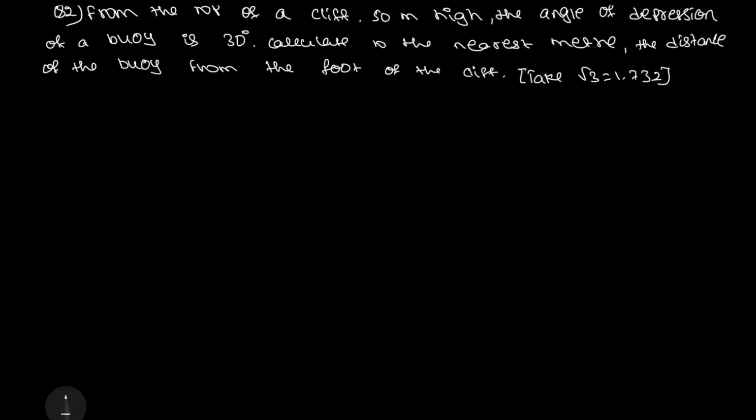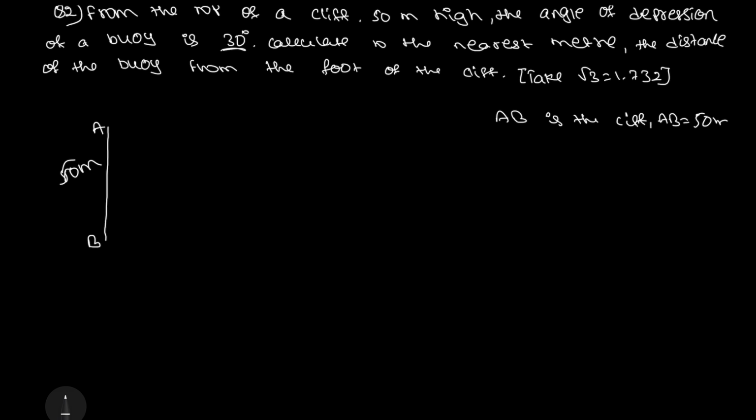Next, question number 2. Here we have a cliff and a buoy, with an angle of depression of 30 degrees. We need to find the distance between the buoy and the foot of the cliff. So first, we have a cliff whose height is 50 meters. Let's take it as A and B. So here AB is the cliff, and AB is equal to 50 meters. This is what they have given.